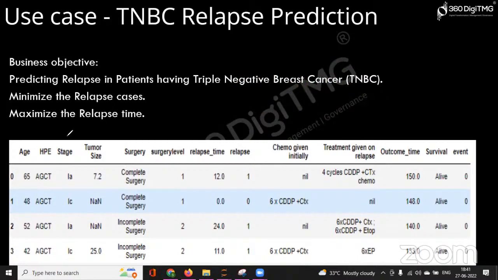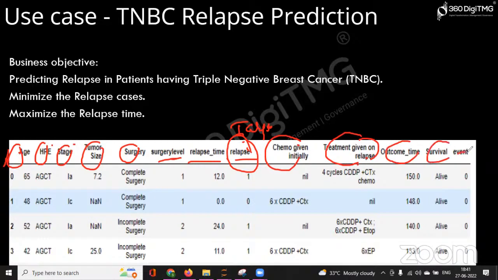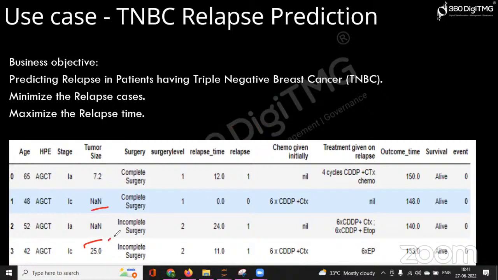So here, what columns do we have? Age, that is the index, the very first one. HPE, stage, tumor size, surgery level, relapse time, and relapse, which is our target column. Then chemo given initially or not, treatment given on relapse, outcome, time, survival event. It is just a screenshot of the very first data set. You can see we have so many NaN values. You will see in a minute how we can clean this data. But this is our data set.